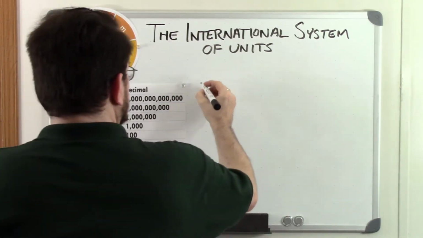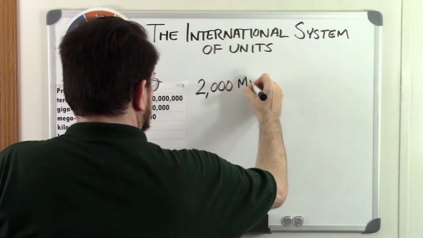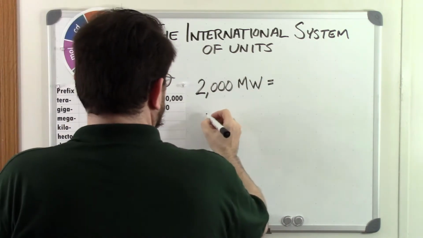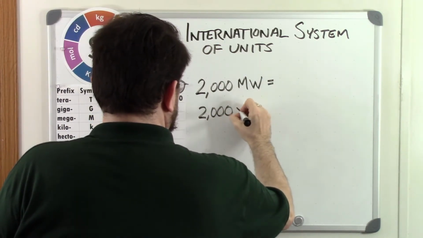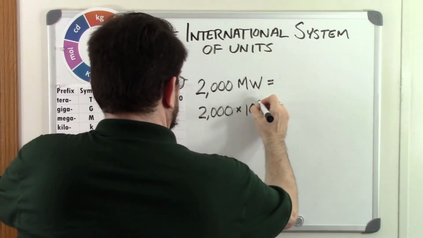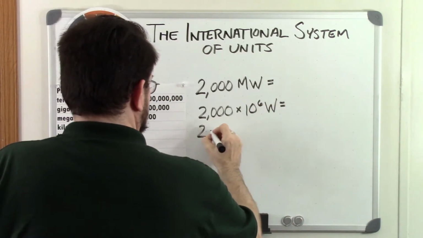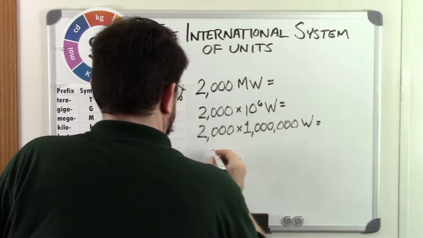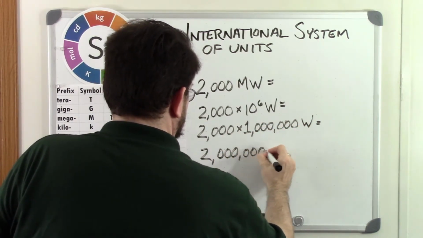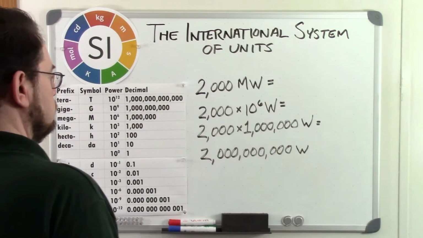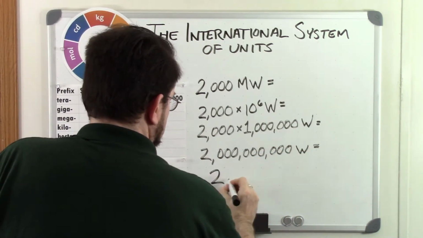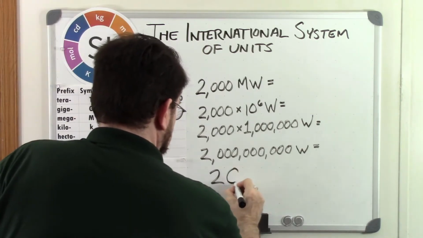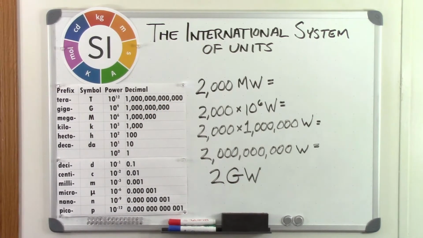Hoover Dam has a maximum power of 2,000 megawatts. What is this in watts? Well, looking at our chart, we see that the prefix mega means 10 to the power of 6, or 1 million. So 2,000 megawatts is 2,000 times 1 million watts, or 2 billion watts. Now, we have a prefix for a billion, giga, so we could also say that it's equal to 2 gigawatts.